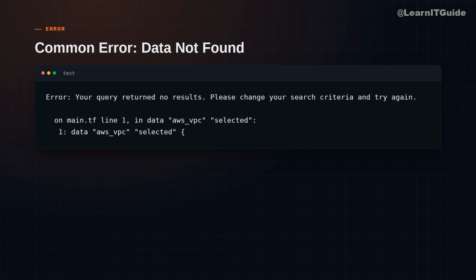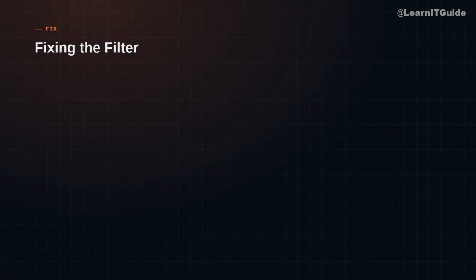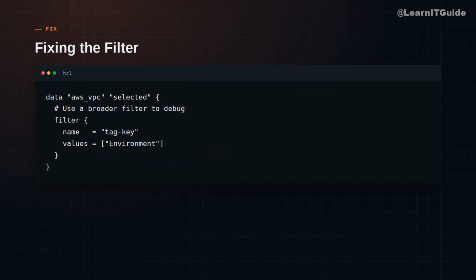To fix this, first verify the resource exists in your console. Then, simplify your filter criteria until you find the match. The fix is to broaden your search. Instead of filtering by a specific value, try filtering by the key itself to see what resources are returned. Once you see the output, you can pinpoint the exact value you need. This debugging step saves hours of frustration compared to guessing tag values.